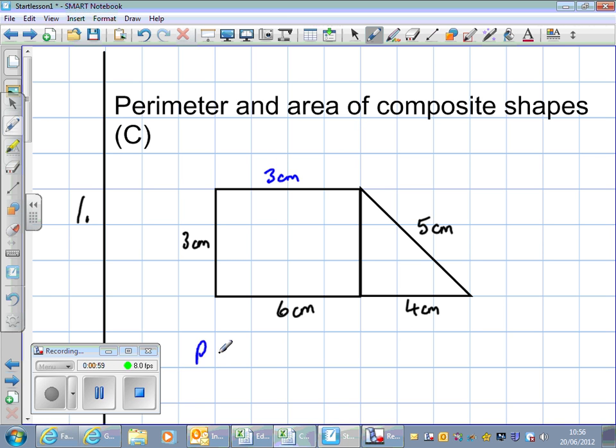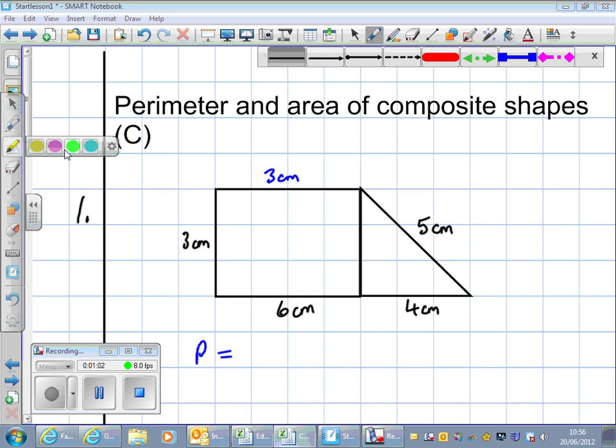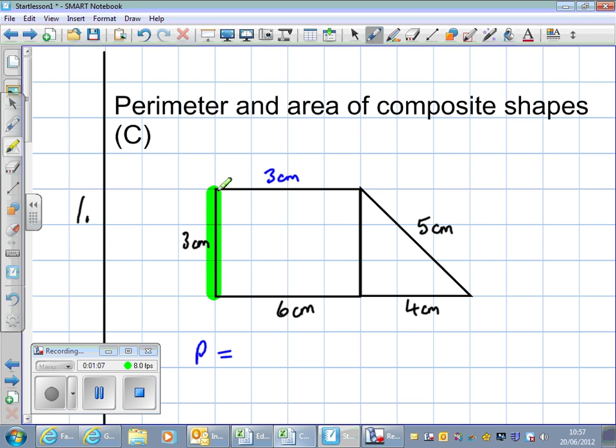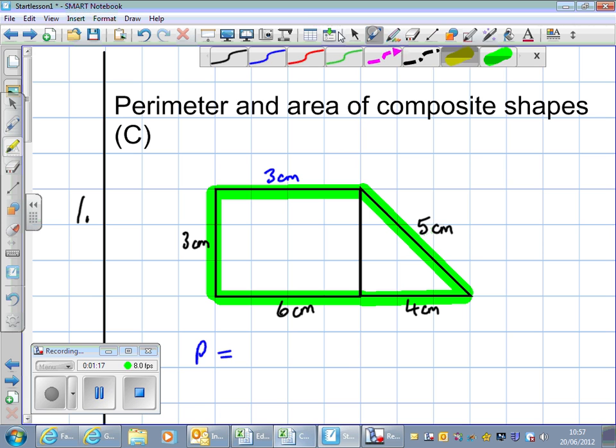So in order to find the perimeter, we calculate the distance all around the shape. So it's 3 centimeters, add 3, add 5, 3 add 3 add 5 is 11, 15, 21 centimeters. So the distance around is 21 centimeters.